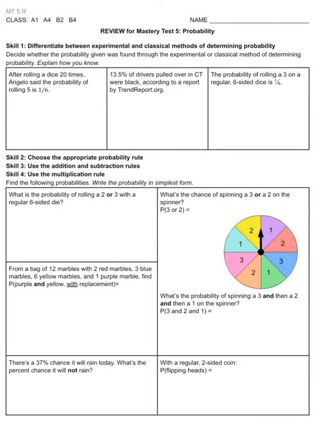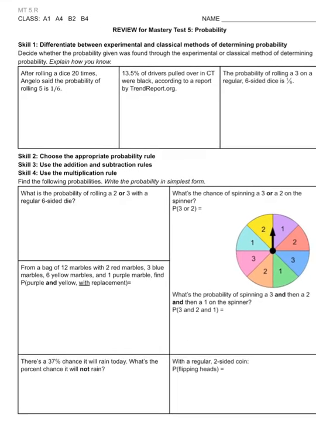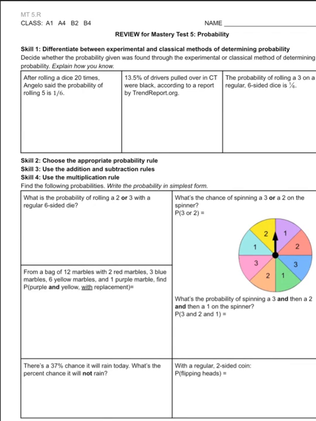So at the beginning of this, right here for skill 1, you're telling me for each of these, was the probability found through the experimental method or the classical method? And you're telling me how you know.